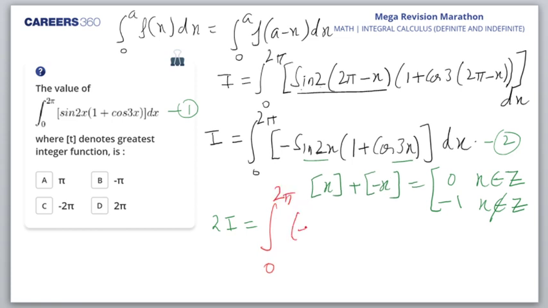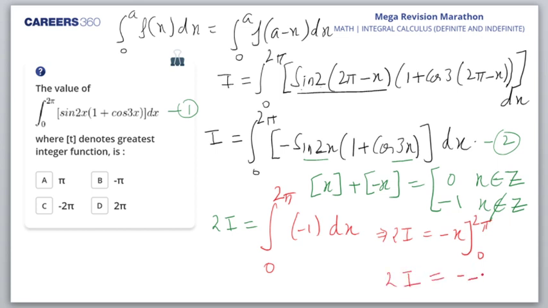Am I right? And dx would be there. Okay, so it becomes very easy for me to integrate. 2I is equal to minus x, and I have to put the limit 0 to 2 pi. So 2I is equal to minus 2 pi. So 2 would cancel. What answer am I going to get? Minus pi. So minus pi, that is B, is the right answer.